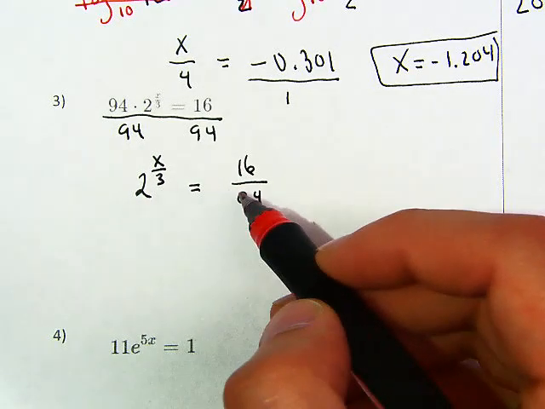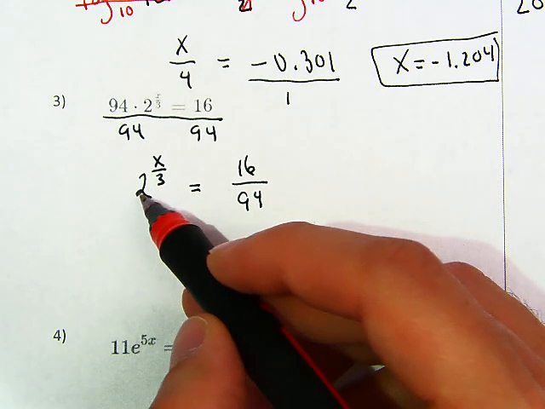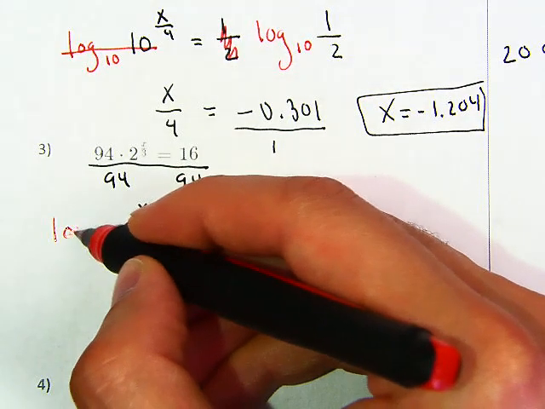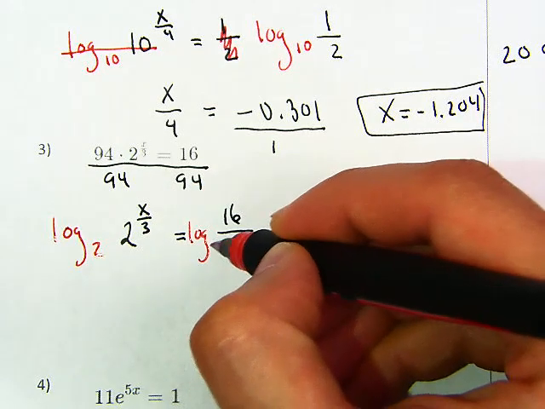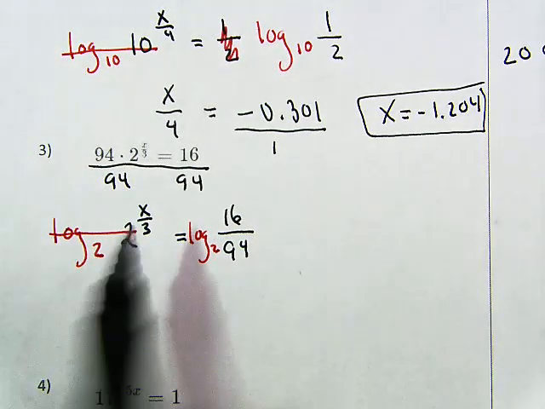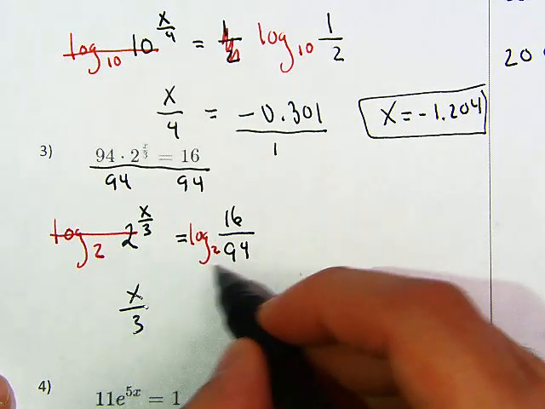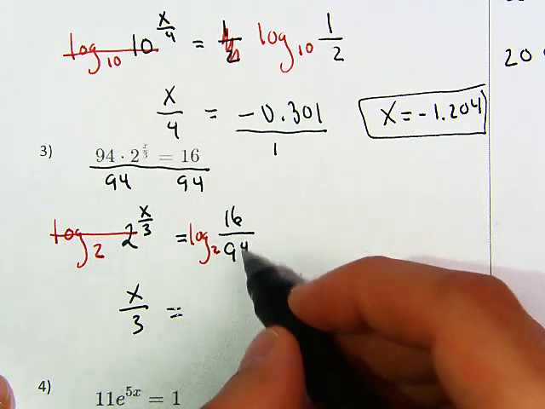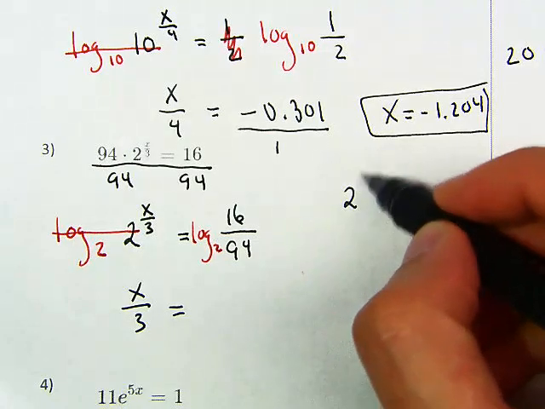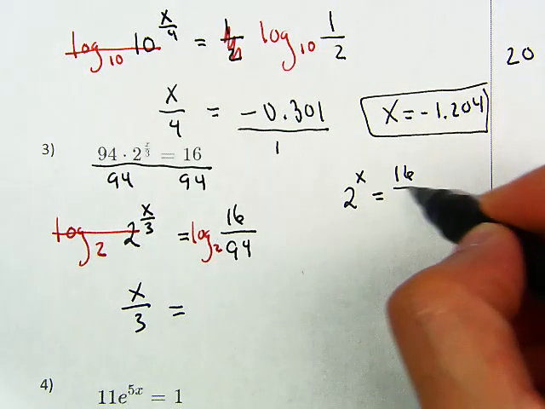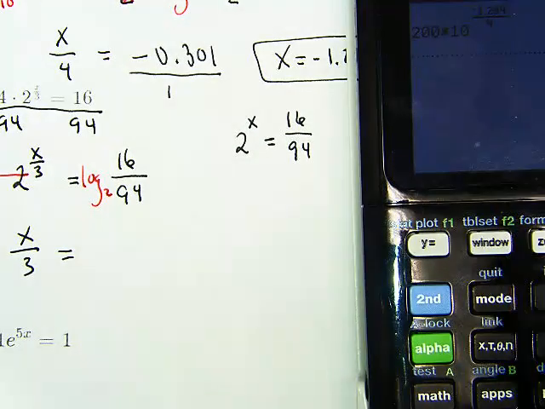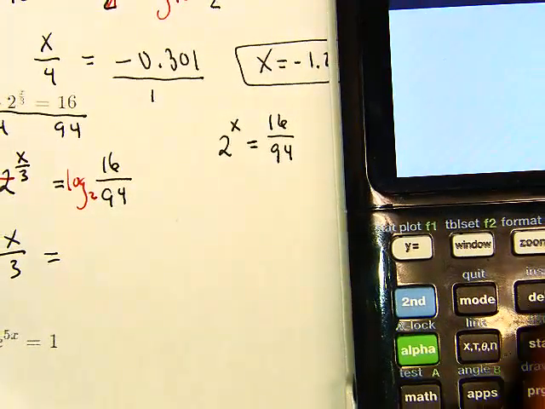What's the technique we're going to use to get rid of this 2? The same way we got rid of that 10. We're going to take log base 2 of both sides. Because when I take log base 2 on this side, this 2 cancels, and you're left with x over 3. And then now you have log base 2 of 16 over 94. I don't know what this is off the top of my head. 2 to what power gives me 16 over 94? I have no idea. But you know what does know it? The calculator.